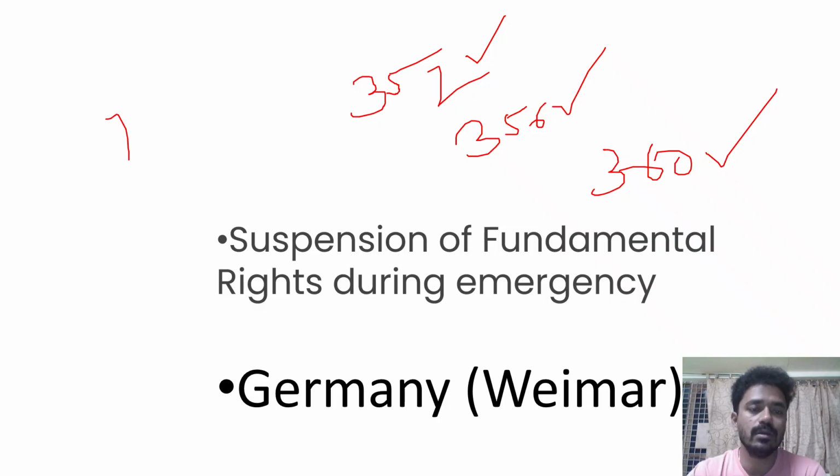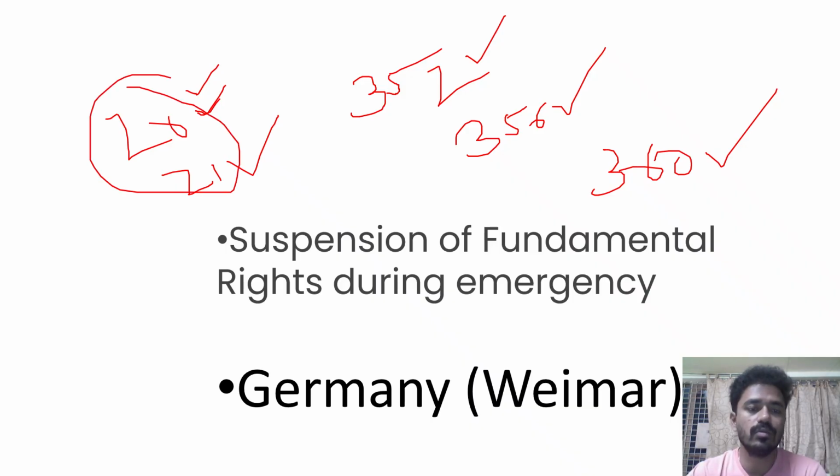Please remember that Articles 20 and 21 provide two fundamental rights. Article 21 deals with the right to life and personal liberty, and Article 20 deals with double jeopardy and ex post facto laws. So these two rights given by Articles 20 and 21 cannot be suspended even during the time of emergency. The suspension of the fundamental rights during emergency is taken from the German constitution, which is also called the Weimar constitution.